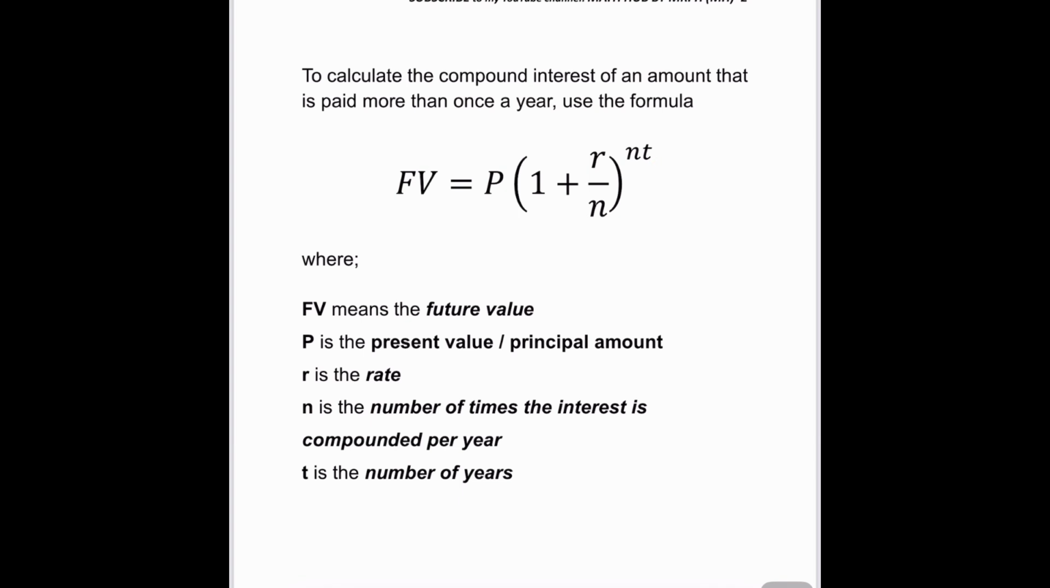Compound interest is an application of exponential function, specifically exponential growth. Because as you can see here, this is what we call the growth factor. So you have the 1 plus r divided by n.